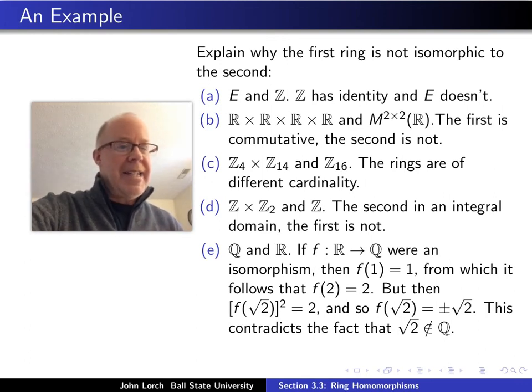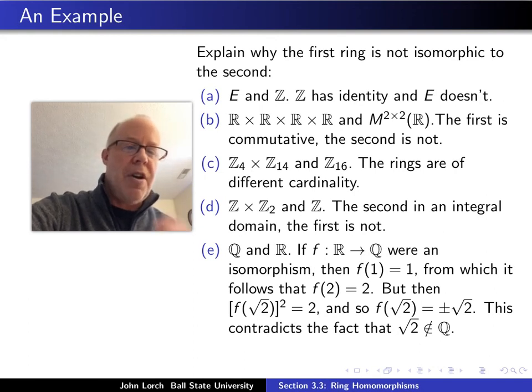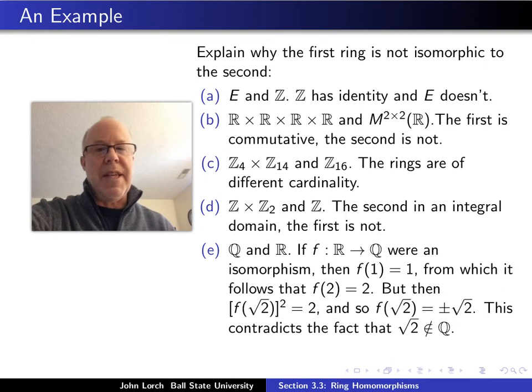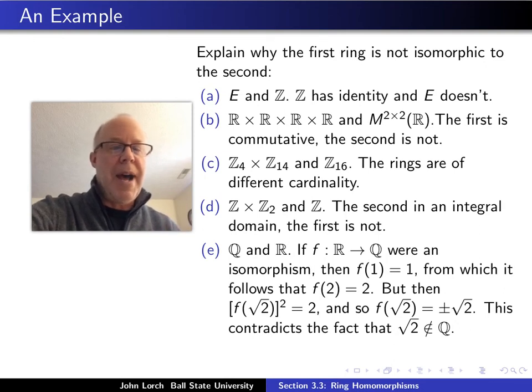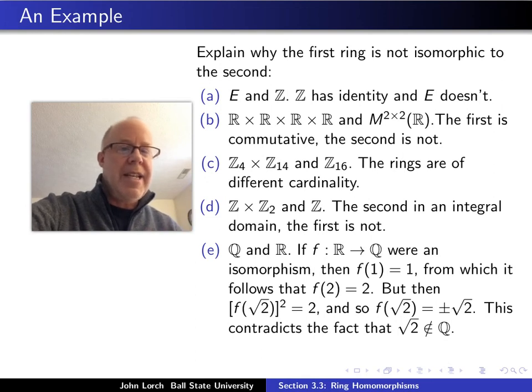So, using the multiplicative property of homomorphisms, F of the square root of 2, squared, would have to be equal to 2. That means F of the square root of 2 would have to be either plus or minus the square root of 2. But the problem is that neither one of those numbers is rational. That's something we have actually proved in the past in this course. And so there cannot be any isomorphism from R to Q.